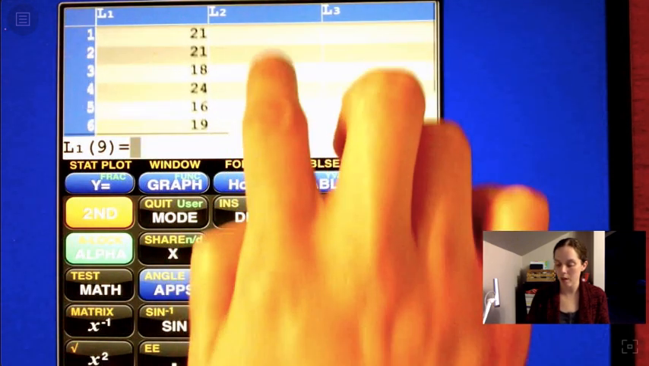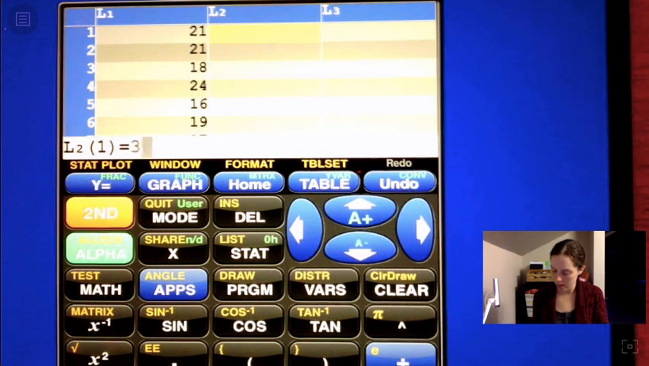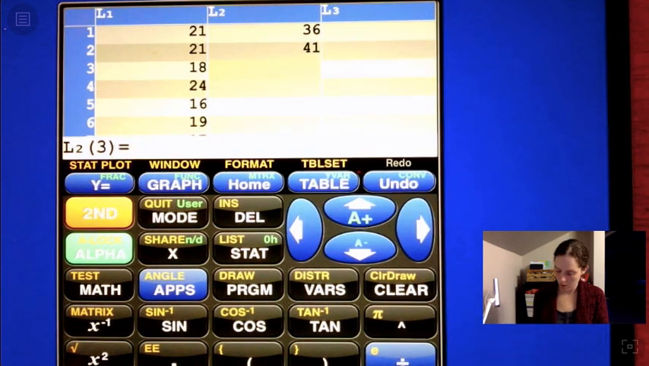Then just scroll back up over here, tap on the first one in list 2, and then type in your other numbers. Okay, again, I'm looking off the chart that's in the notes.